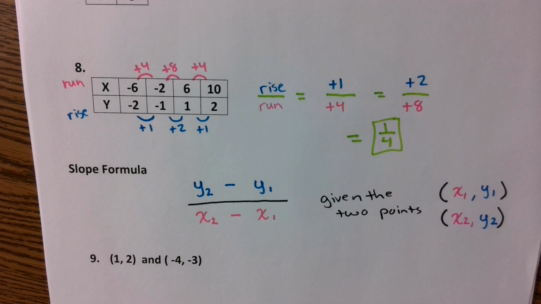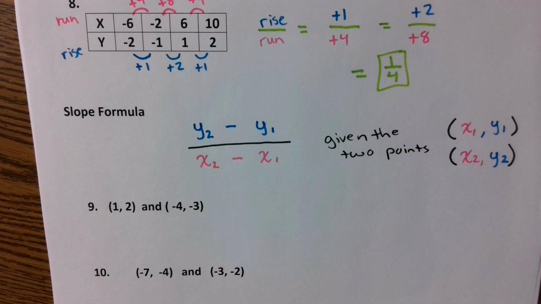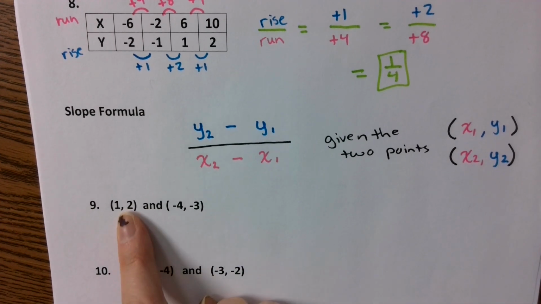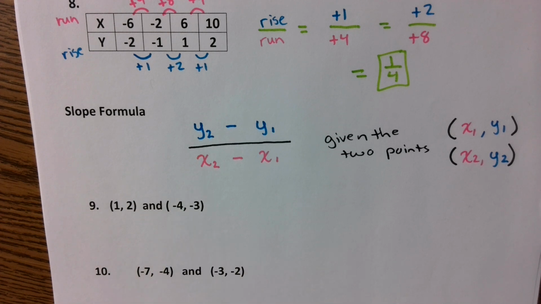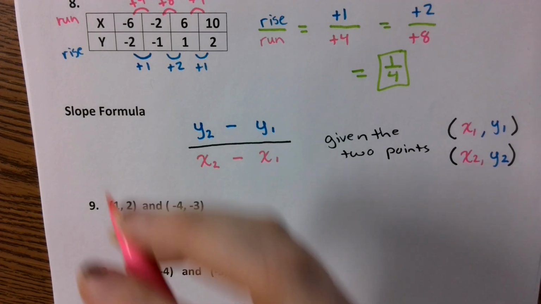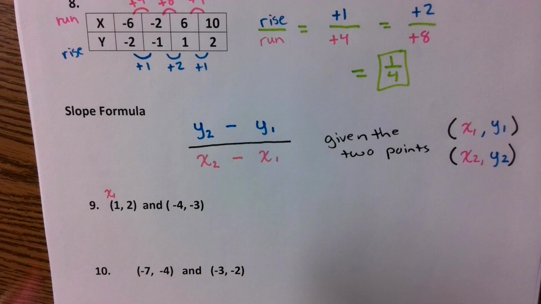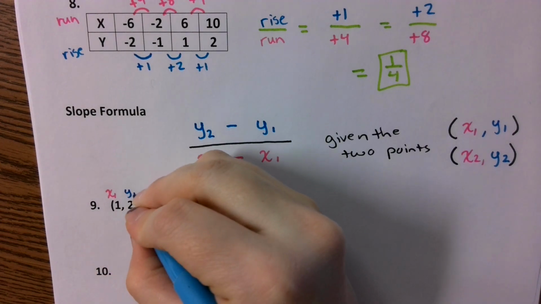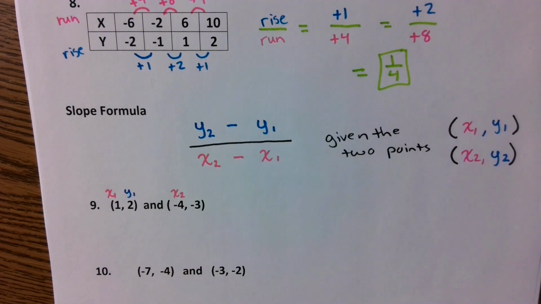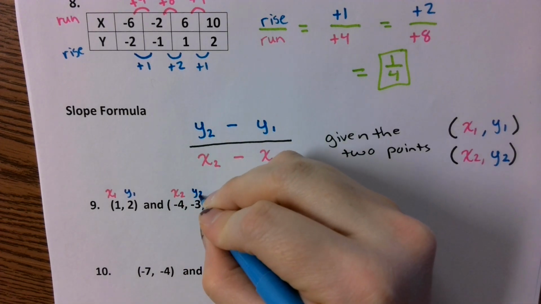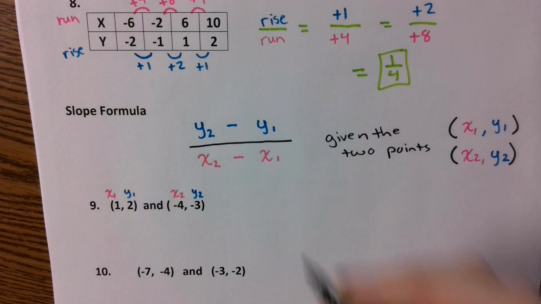That's all you're doing. So if we're taking a look here at problem number 9, again, I have the point 1, 2, and I have the point -4, -3. It does not matter which one I label as x1, y1, or which one's x2, y2. Okay, I'm just going to go ahead and for the sake of consistency, I'm going to take that first point and let that be my x1 and my y1. And then let that second point be my x2 and my y2. And then I just substitute it into this formula.